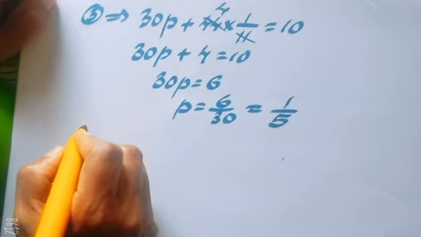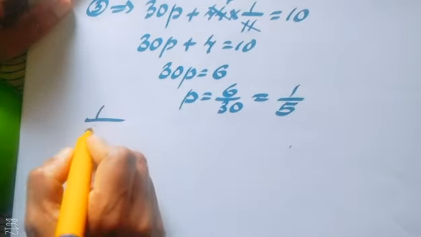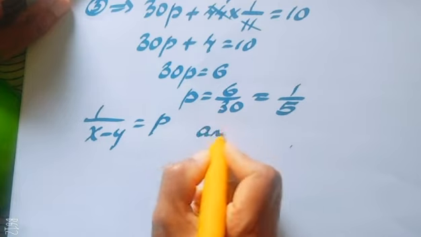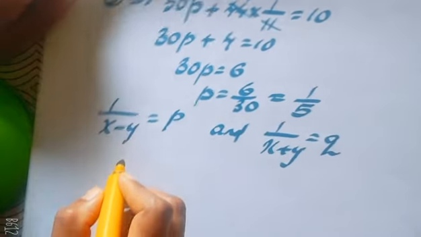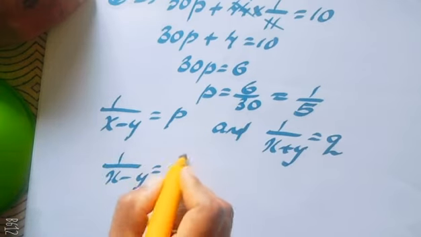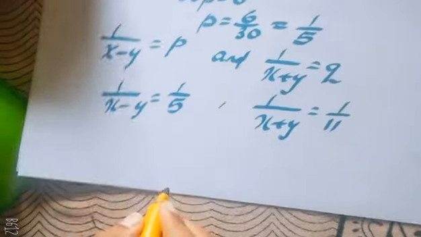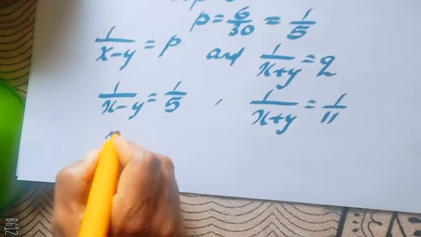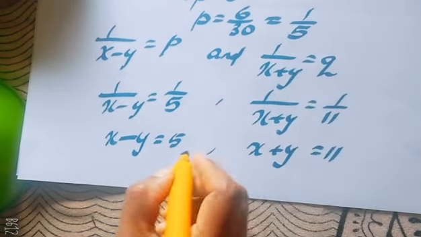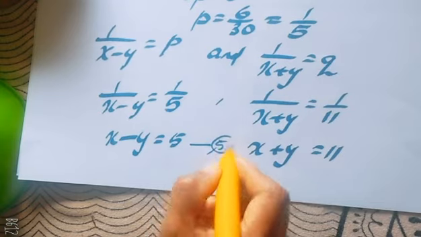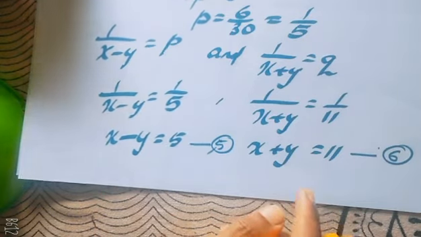Now we have p equal to 1 by 5 and q equal to 1 by 11. Resubstitute in our first substitution. What is our first substitution? We have taken 1 by x minus y equal to p and 1 by x plus y equal to q. So p is 1 by 5. Then we get 1 by x minus y equal to 1 by 5 and 1 by x plus y equal to 1 by 11. Take the reciprocal on both sides. Then we get x minus y equal to 5 and x plus y equal to 11. Now these are again two equations, equations 5 and 6, because they are in linear equation form. So again solve this by the elimination method.